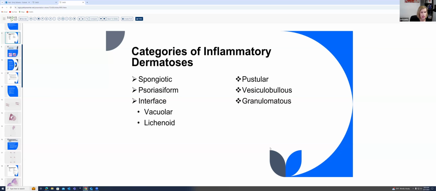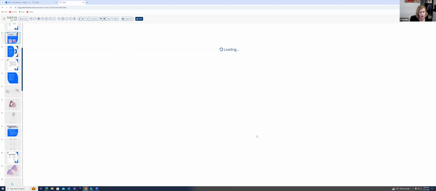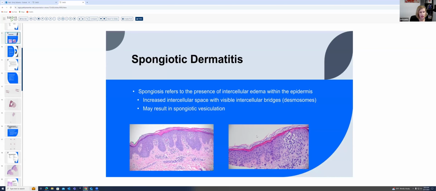And then in subsequent discussions, I'll talk about pustular, vesicular-bullous, and granulomatous. And then at the end, we'll try to put all of those together in an unknown discussion that includes all of them.